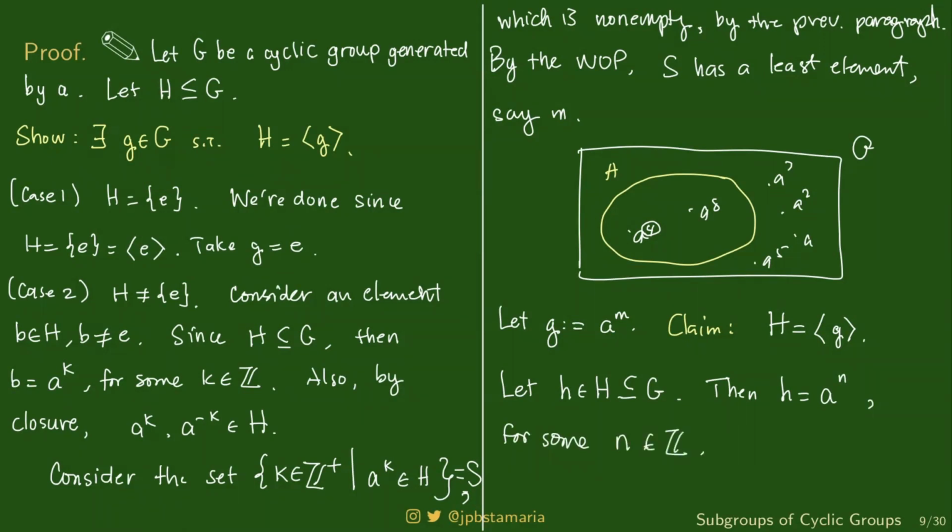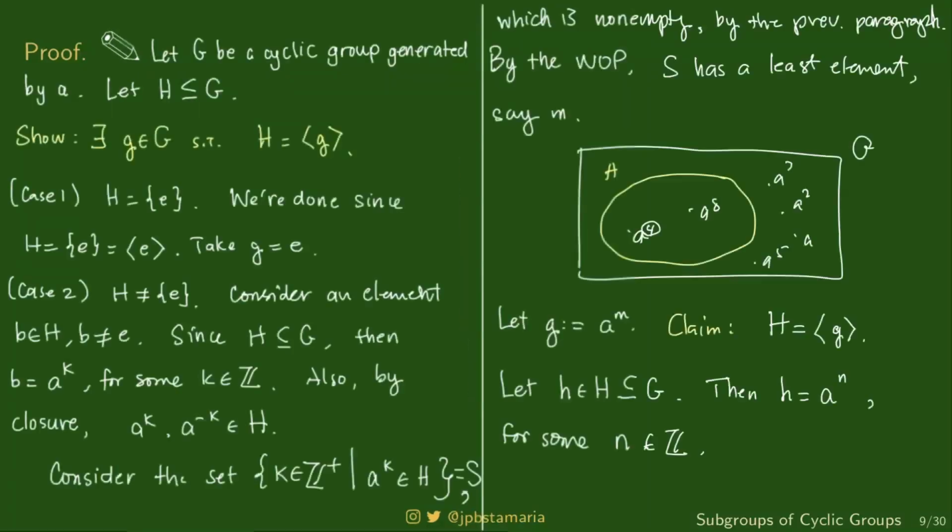Ang gagawin ko ngayon, i-divide ko yung n sa m. Kukunin ko yung quotient, kukunin ko yung remainder. Okay? Bakit ko gagawin yun? Tignan niyo yung mangyayari pag ginawa ko yun. So let me erase this. Clear page. Okay, so let's continue.